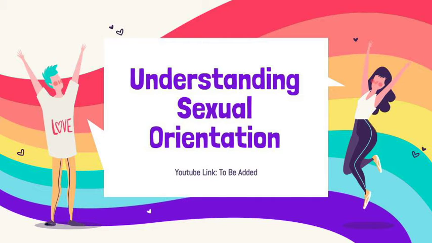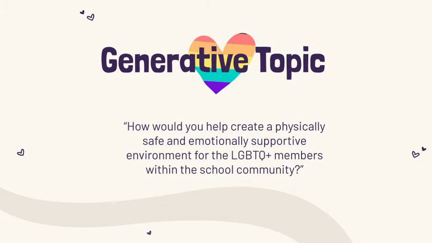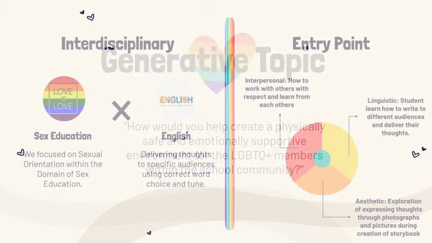Our meaningful learning project is about helping students understand sexual orientation. Our generated topic is how would you help create a physically safe and emotionally supportive environment for the LGBTQ+ members within the school community. Our targeted learner is from high school, 9th to 12th grade.